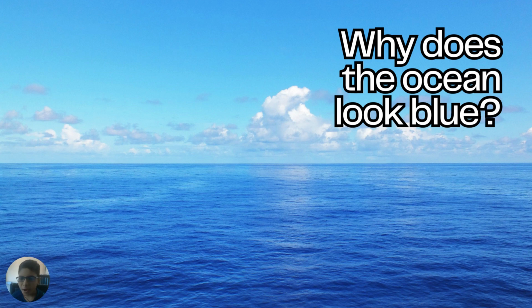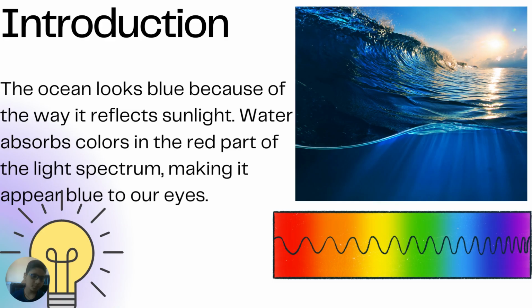So let us start. Why does the ocean look blue? Let's have an introduction to this. First of all, the ocean looks blue because of the way it reflects the sunlight. Water absorbs the red part of the light spectrum, making it appear blue to our eyes.